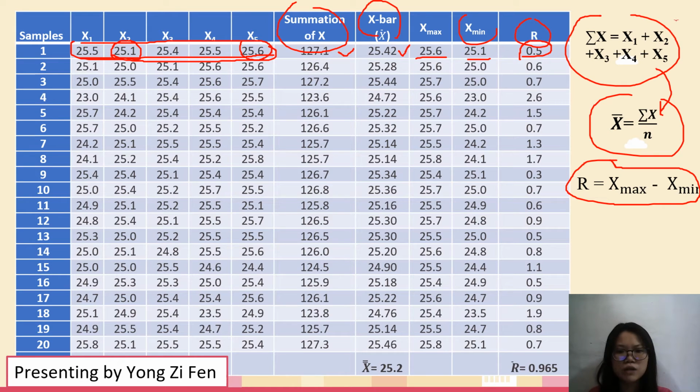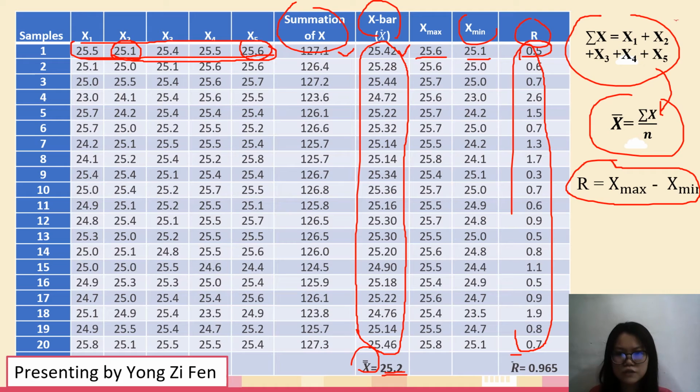And after that we need to calculate this one, x double bar. This x double bar is also known as the central line in the x bar chart, and later I will show you in the graph. For this one, we need to total up all of these values and then divide by 20, the total samples, and then we get 35.2 cm. And after that we need to calculate the R bar, by adding up all of these values and then dividing by 20, and then we will get 0.965 cm.